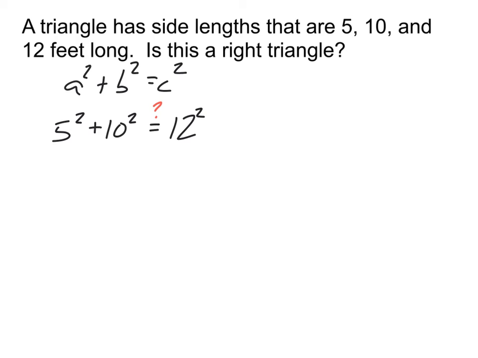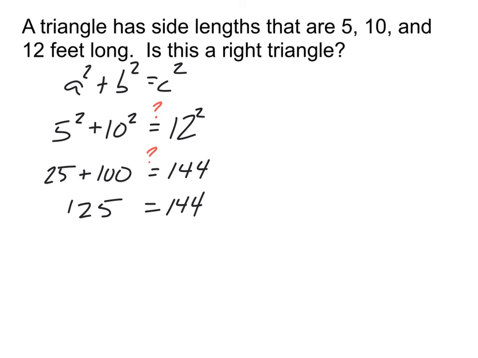So calculate it out. If I do 5 squared, I get 25, plus 10 squared is 100, and 12 squared is 144. So that's saying 125 equals 144. Is that in fact true? No, they're not equal. So, is it a right triangle? No. It is not a right triangle because it wasn't true.